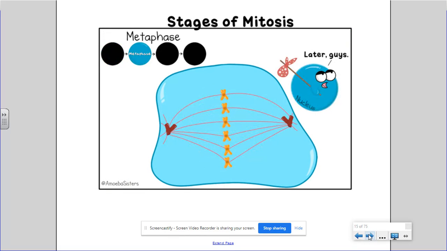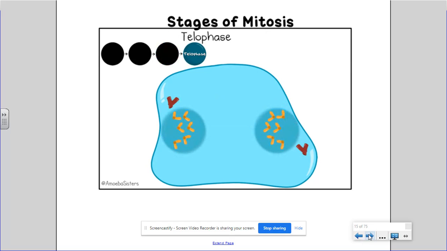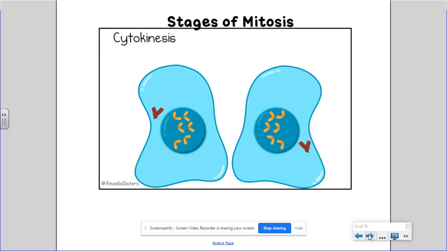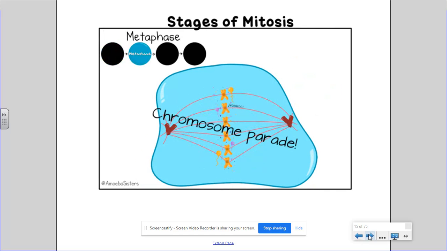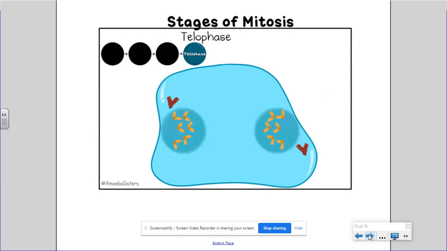And this animation helps us to understand what actually is going on during mitosis. Please remember it is a dynamic process. There's not a definite beginning and end to each phase. Instead, we're looking at how all the chromosomes are moving around. So, prophase, metaphase, anaphase, and then telophase.